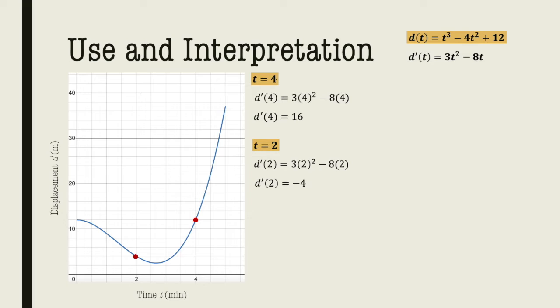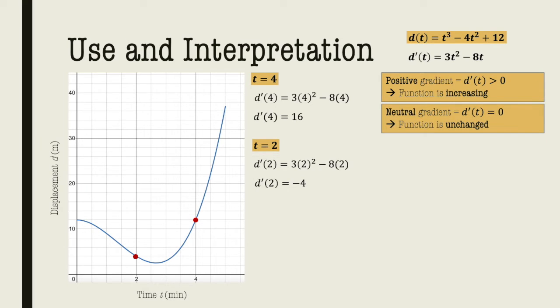Now, the gradient may tell us a lot about the function. If it is positive, if our derivative yields a value greater than 0, the function is moving upwards, and the y value is increasing. If it is neutral, or if our derivative equals 0, the function does not change. Finally, if it is negative, or if our derivative yields a value smaller than 0, the function is moving downwards and the y value is decreasing.